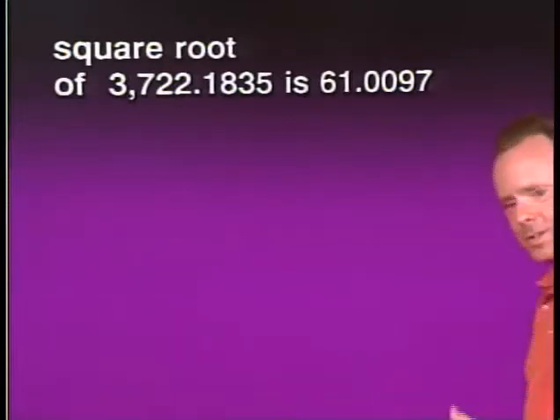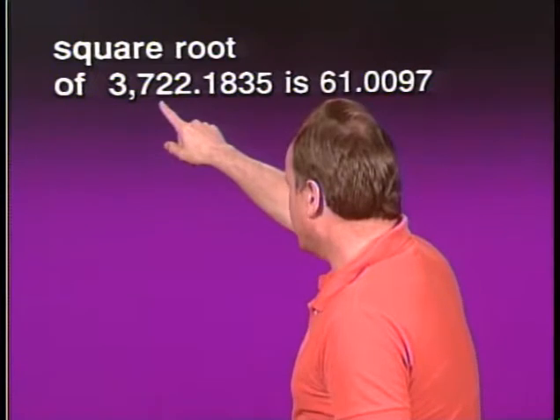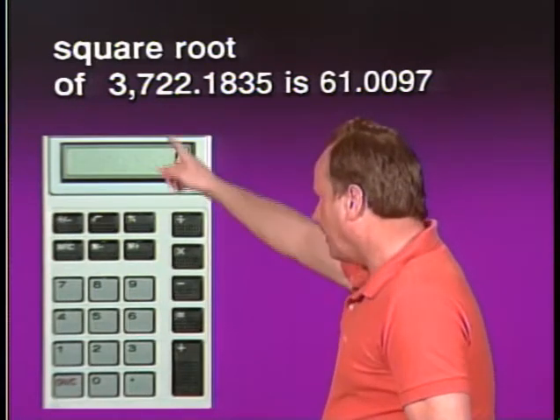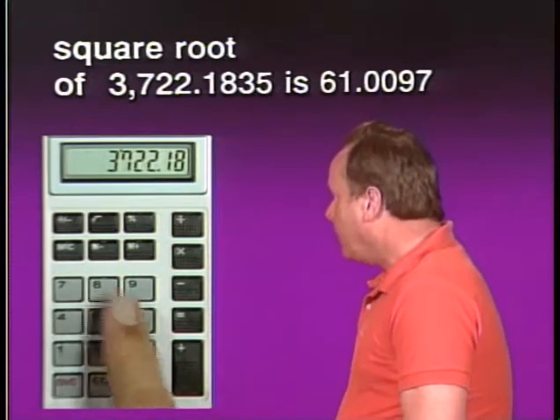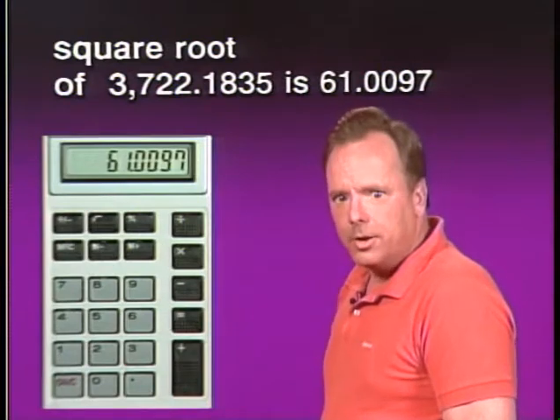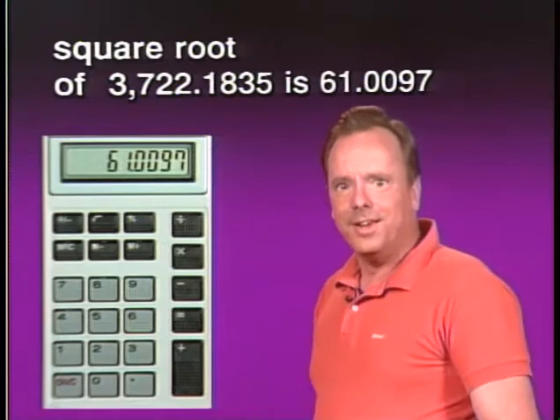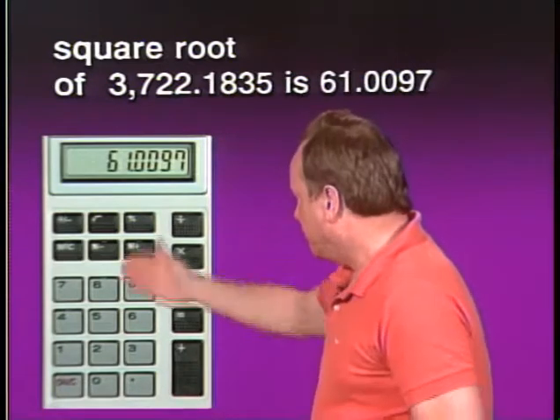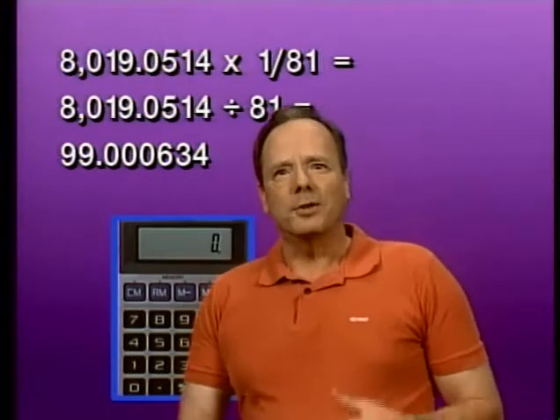Now, another thing they can do to you is ask you the square root of kind of a big number, like what's the square root of 3,722.1835? Well, once again, it's just a little calculator problem. So if you take a look at the calculator, all you have to do is key in 3,722.1835, and then hit the square root button with that big finger there, and you get 61.0097. There you go, 61.0097. So all you have to do for square root is use the square root button. Nothing to it.